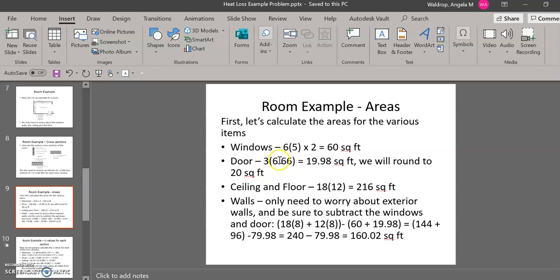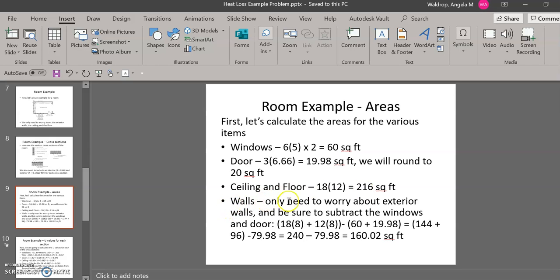Now, if I convert the 8 inches to feet, this is what I have. And I go ahead and calculate that. We're going to go ahead and round that to 20 square feet for simplicity's sake. And the room size is 18 by 12. So that means the ceiling and the floor size are exactly the same, 216 square feet.